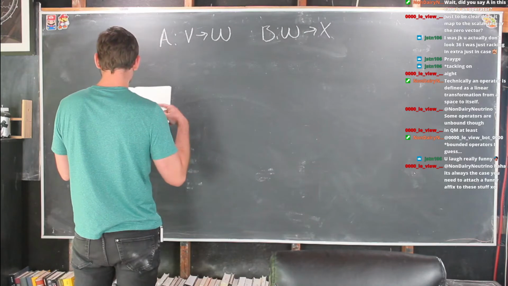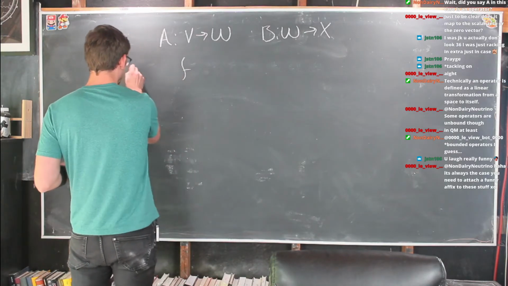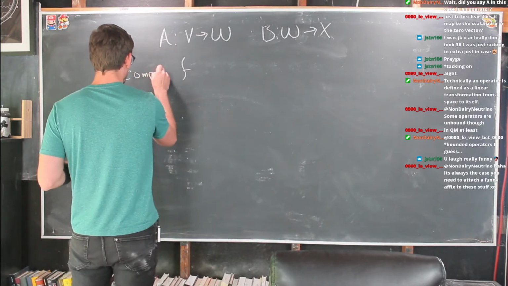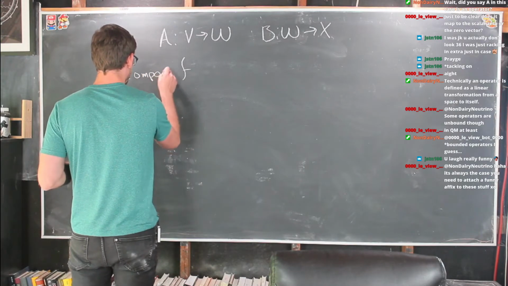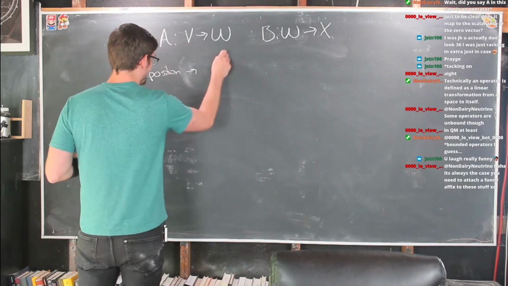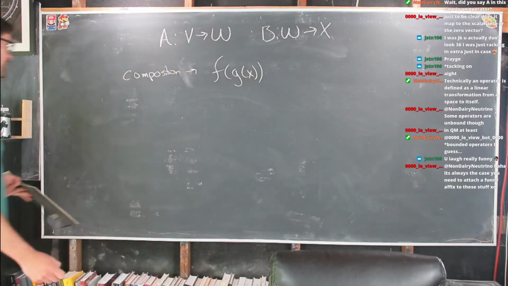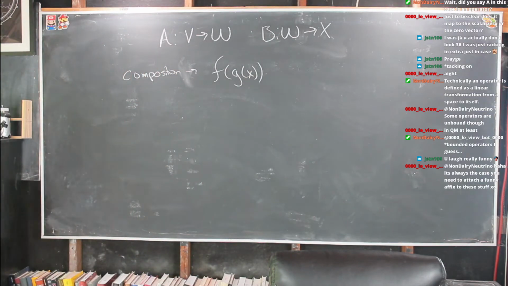So we can write this down. This is again notational. Composition is not the same as multiplication. It would be like f of g of x, that's a composition of two functions. Not a multiplication of two functions, but a composition.